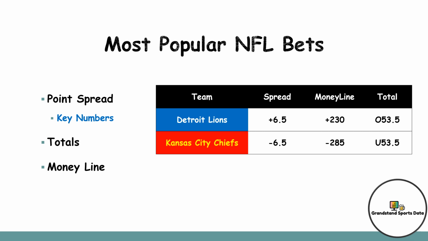Next, let's finish with money lines. The money line is a straightforward bet on which team will win the game regardless of point spread. The odds indicate the potential payout for the successful bet. So in this case, Kansas City is the favorite with a money line of minus 285. This means that if you bet $285 out of your pocket and you win, you'd profit $100. On the other hand, Detroit is the underdog with a money line of plus 230. So if you bet 100 out of your pocket and they win, you'd profit 230.